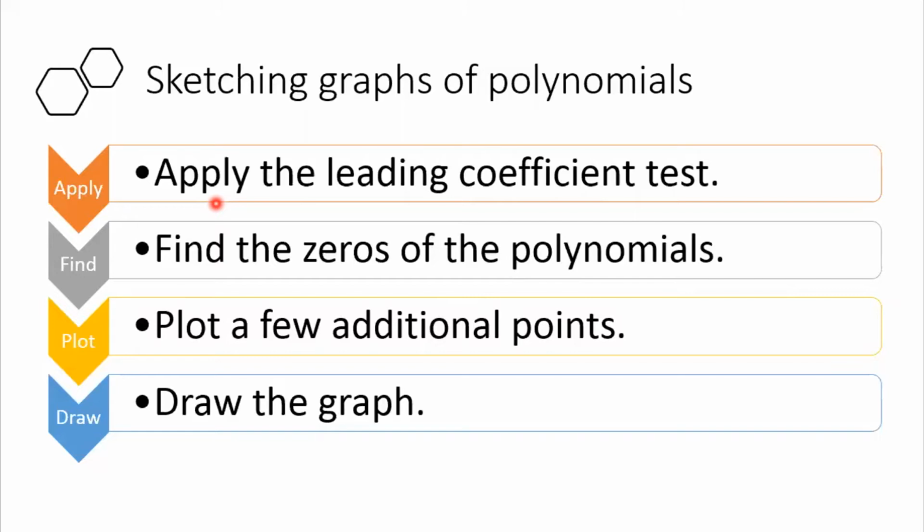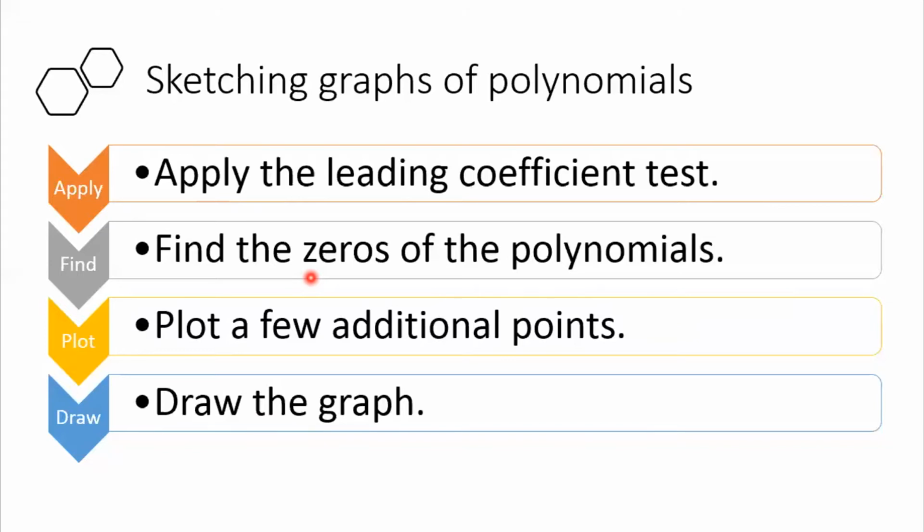If the degree is odd and the leading coefficient is positive, then it starts from southwest to northeast. And if the leading coefficient is negative and the degree is odd, it starts from northwest going to southeast. Okay? So after that, we have to find the zeros of the polynomials. How to find the zeros of the polynomials? We equate the given function to 0. Then you solve for x.